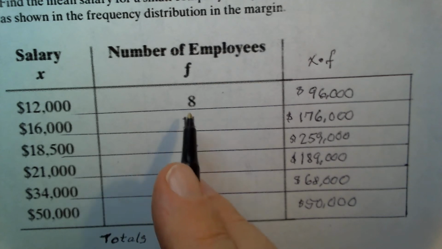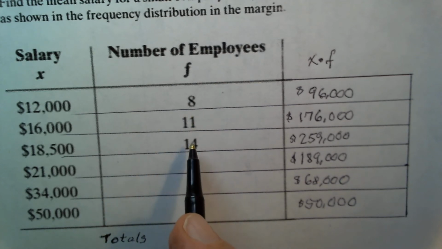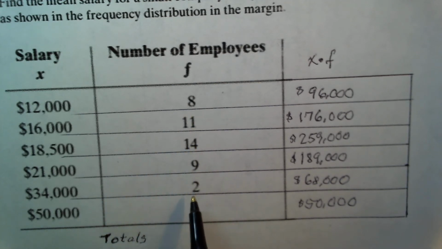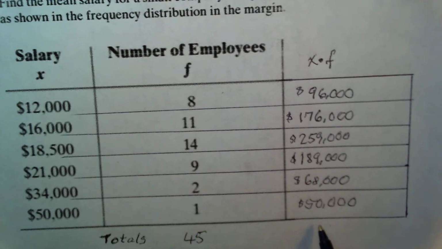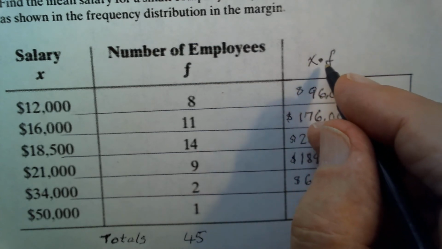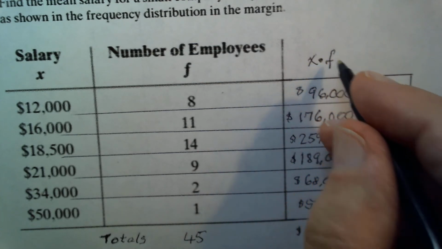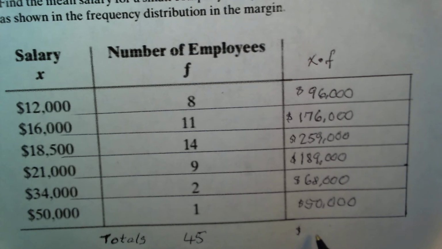So next we need to add up all the frequencies. 8 plus 11 plus 14 plus 9 plus 2 plus 1 is equal to 45. And I pre-added these numbers for you here, and that is $838,000, adding up all the products of the value of X times its corresponding frequency. So that would be 838,000.